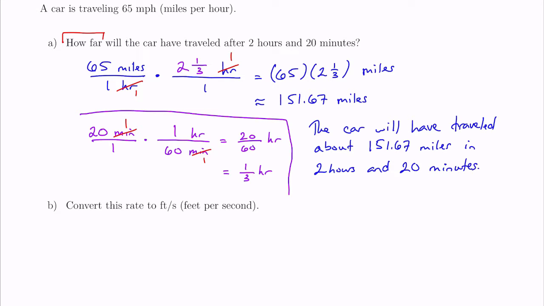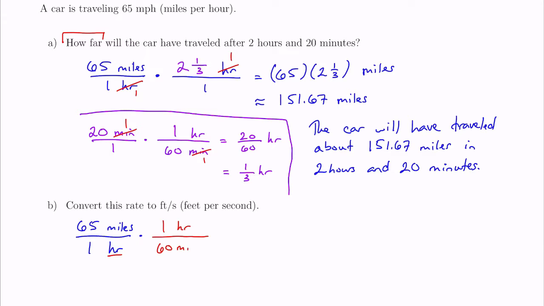In part B, we want to convert this rate, this speed, from miles per hour to feet per second. So we'll begin in the same way. We will start with 65 miles over 1 hour. We will need to multiply by a few different unit ratios. First, we need to convert the hours to seconds. So we will need to multiply by a unit ratio that equates 1 hour to how many minutes? Well, 1 hour is the same thing as 60 minutes.